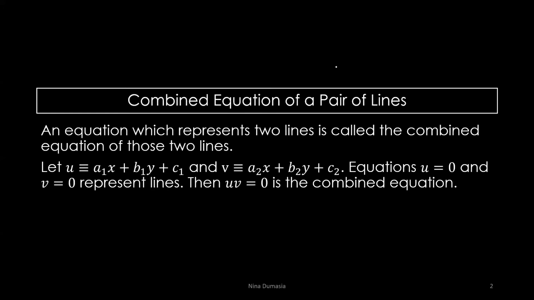तो इस पूरे चैप्टर में हम क्या करने की कोशिश कर रहे हैं? हमारे पास अगर दो लाइंस है, let's say this is line 1 and let's say that this is line 2, then मैं ऐसा एक इक्वेशन निकालना चाहती हूँ जो दोनों लाइंस को साथ में रिप्रेजेंट करे. ठीक है, तो इस रीजन के लिए हम लोग एक कंबाइंड इक्वेशन निकालने की कोशिश करते हैं दो लाइंस के लिए. So an equation which represents two lines is called as the combined equation of those two lines.